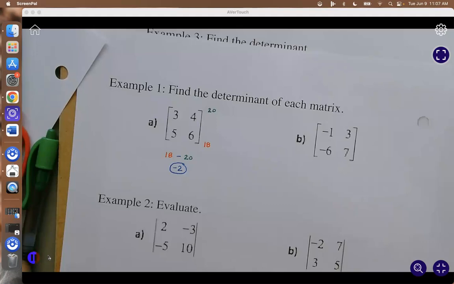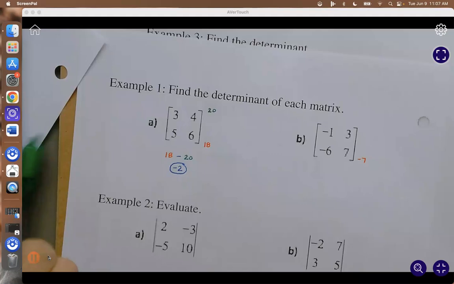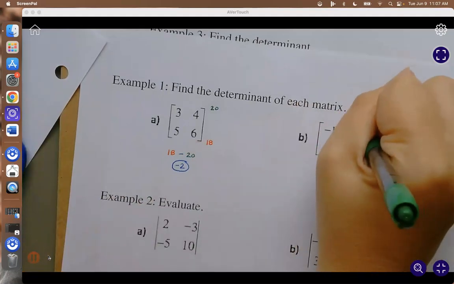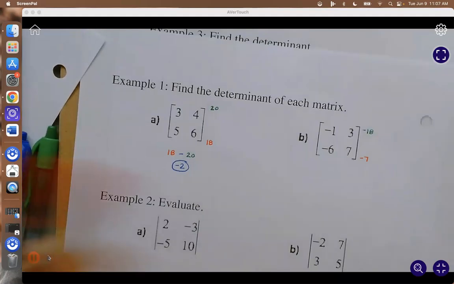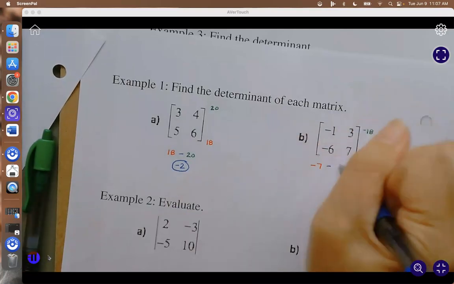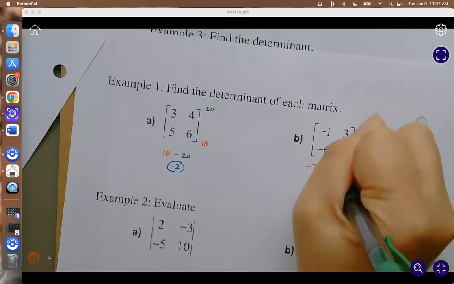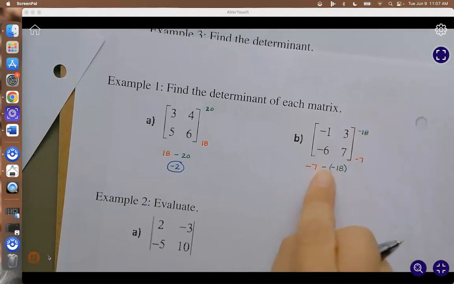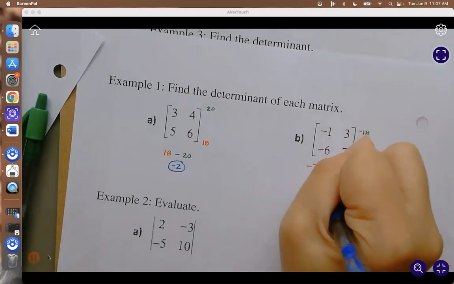Okay, this times this is -7. This times this is -18. So what we have is -7 minus -18. When you see minus a negative, remember that becomes a plus. So it's -7 and a positive 18. So that's going to be 11.